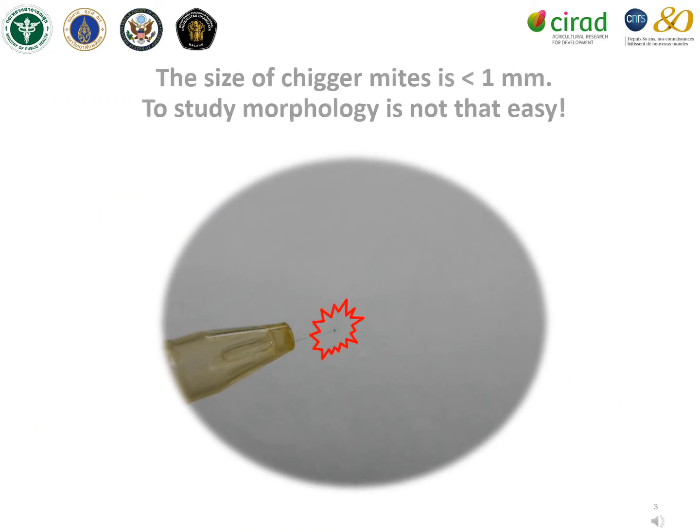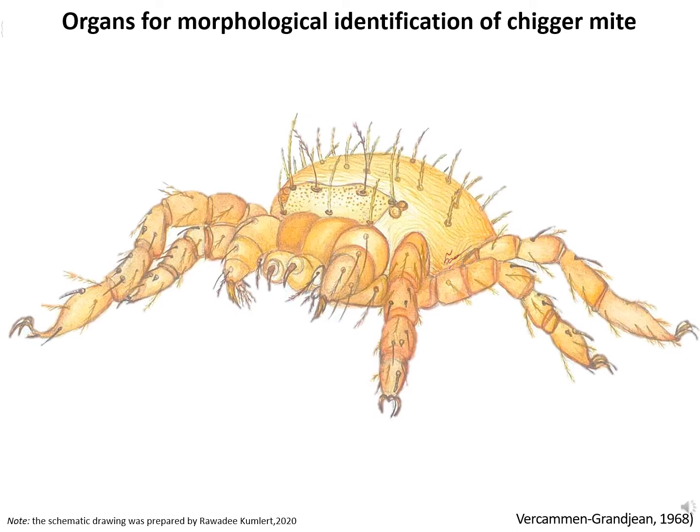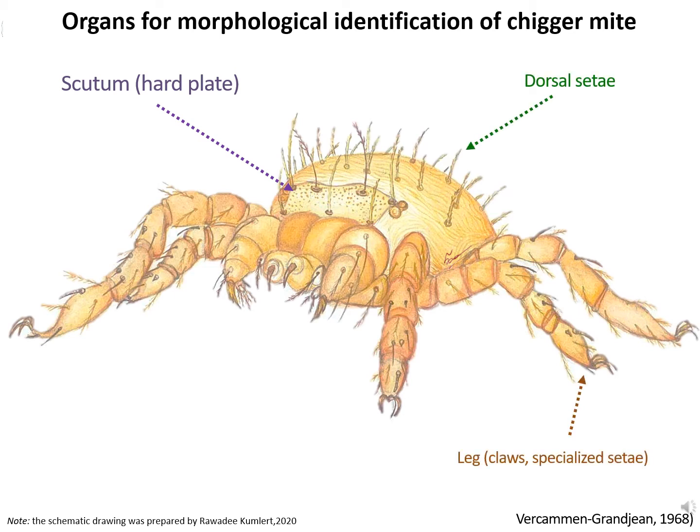Due to the very small size of chigger mites, which are generally less than 1 millimeter, morphological identification can be quite difficult. There are several organs that are important for chigger mite identification up to the species level. These organs include the scutum, or the hard plate on the dorsal part of the chigger, the dorsal setae, the legs including the claws and specialized setae, and the mouthpart or gnathosoma, which consists of chelicerae, galeal setae, and palpi.